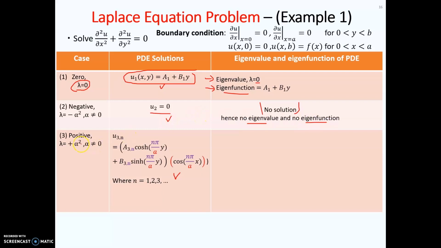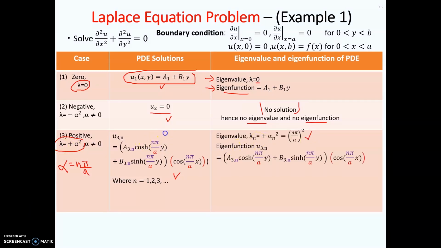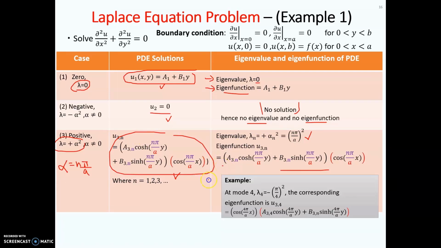this case. For the third case, your eigenvalue is equal to alpha square, where you know alpha is equal to n pi divided by a. So substitute inside, you obtain your eigenvalue equal to this answer, and the eigenfunction is just the solution here. For example, you can substitute n equal to 4 to find the eigenfunction at mode 4, and this is the corresponding eigenvalue and eigenfunction. So the eigenfunction here is the solution to this PDE. So if you substitute this inside the equation here, you should obtain left hand side equal to right hand side, which proves that this is the solution to the PDE.